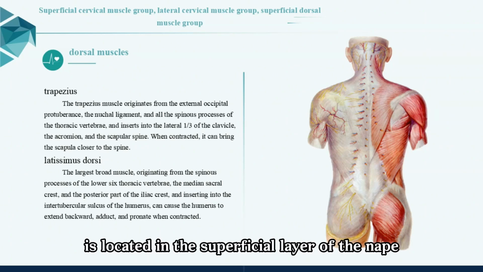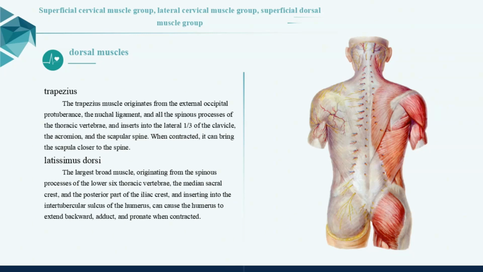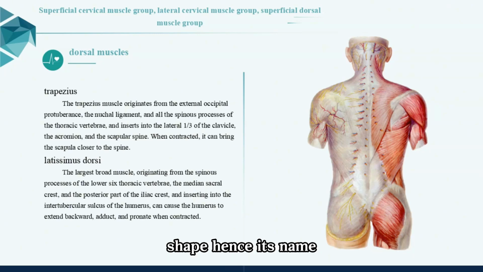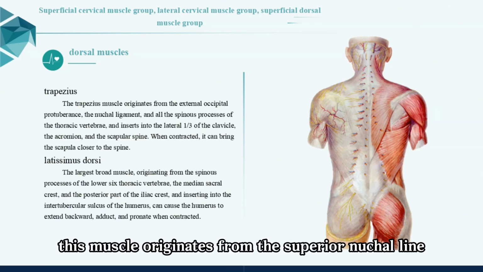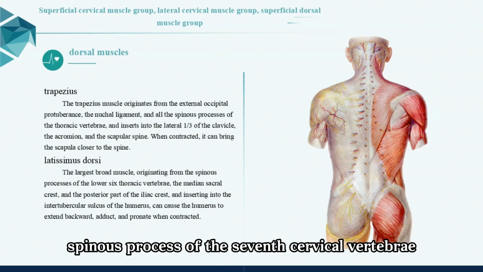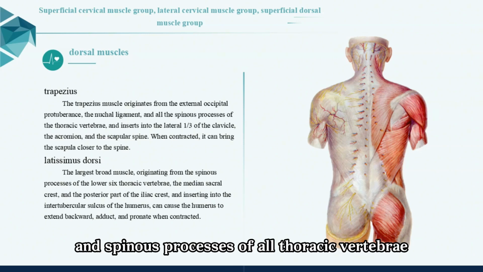The trapezius is located in the superficial layer of the nape and upper back. It is a triangular flat muscle, and the left and right sides together form a rhomboidal shape, hence its name. This muscle originates from the superior nuchal line, external occipital protuberance, nuchal ligament, spinous process of the seventh cervical vertebra, and spinous processes of all thoracic vertebrae.